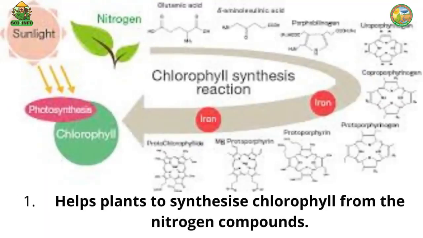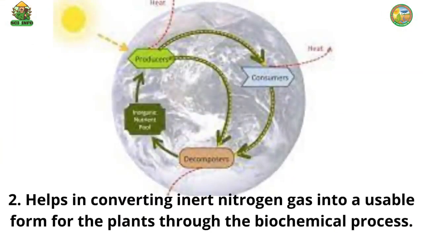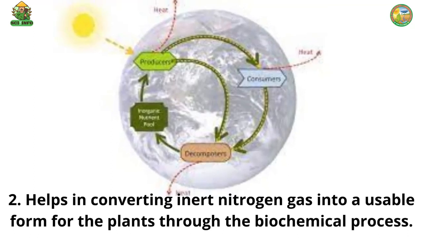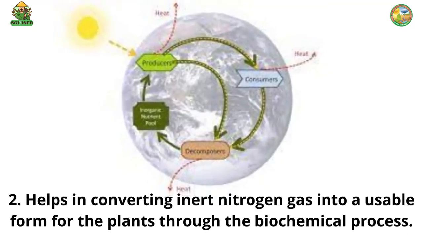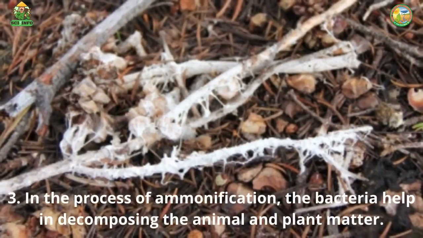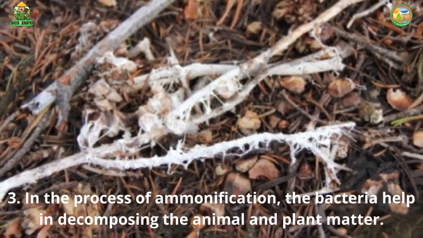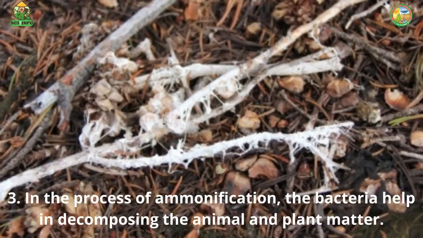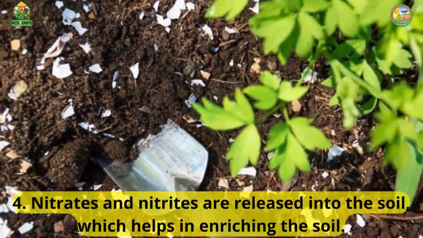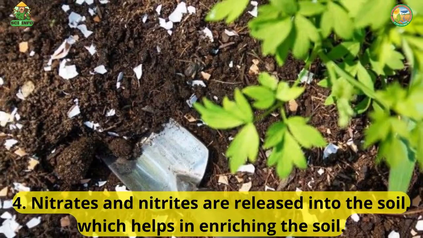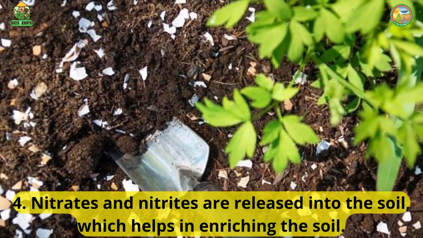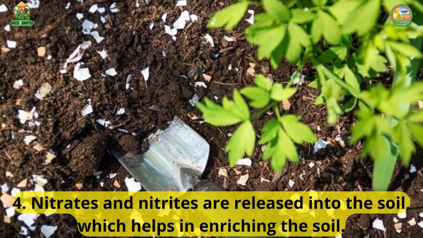It helps plants to synthesize chlorophyll from the nitrogen compounds. It helps in converting inert nitrogen gas into a usable form for the plants through the biochemical process. In the process of ammonification, the bacteria help in decomposing the animal and plant matter, which indirectly helps to clean up the environment. Nitrates and nitrites are released into the soil, which helps in enriching the soil with the necessary nutrients required for cultivation.